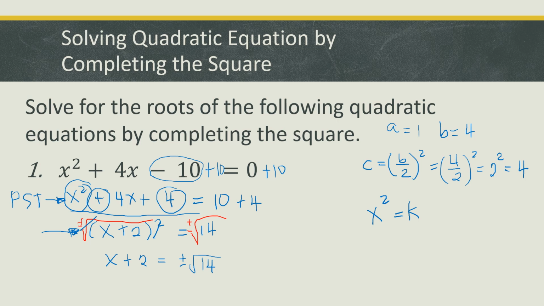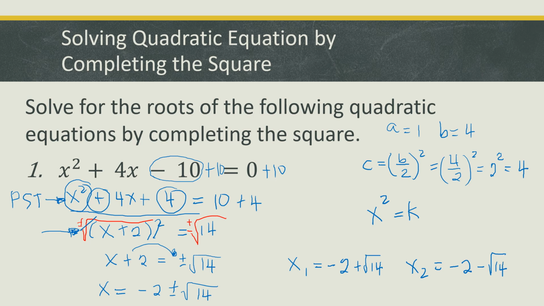So for us to get the value of x, we just need to transpose positive 2 to the other side of the equal sign, so x is equal to negative 2, plus or minus the square root of 14. So therefore, we now have two values. x1 is negative 2 plus the square root of 14, and the second solution is negative 2 minus the square root of 14.